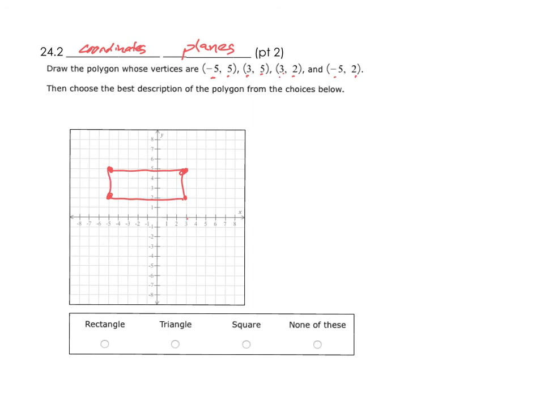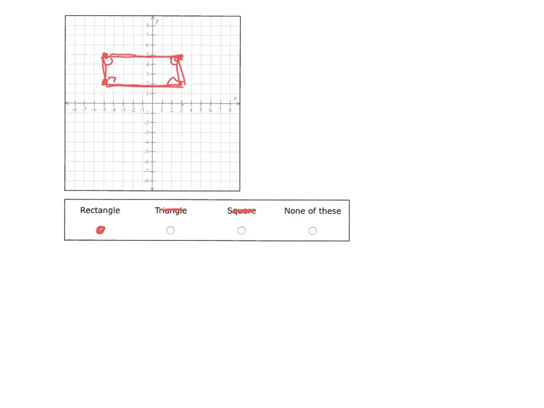Okay, so what is this polygon? The best answer for this? Well, we have opposite sides that are parallel, so it is a parallelogram, but we also have right angles, and they're not all the same. So since they're not all the same, it can't be a square. It's not a triangle. It's definitely a rectangle. All right, there you have today's notes.